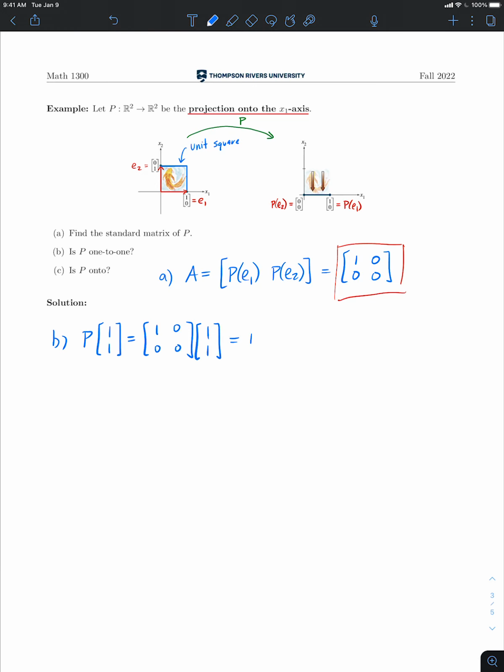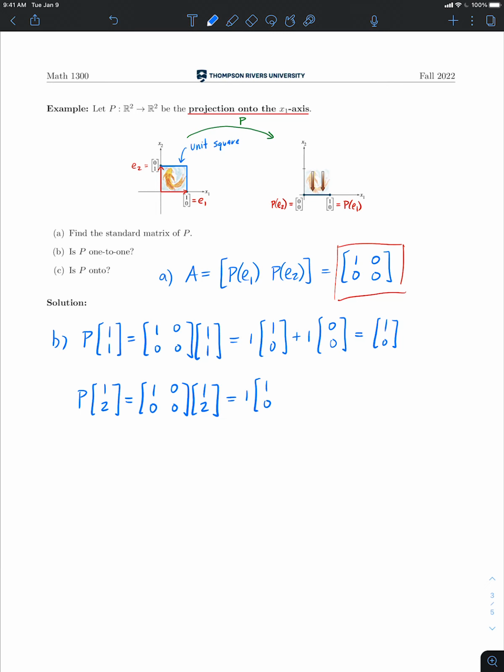Well, let's actually work this out carefully. The multiplication definition, you'd have 1 times 1, 0, plus 1 times the second column, 0, 0. You just end up with 1, 0. Okay, well, what if I took a point directly above that? How about I just increase the second coordinate by 1? This will be 1, 0, 0, 0, multiplied by the vector 1, 2, and we get 1 times 1, 0, plus 2 times 0, 0.